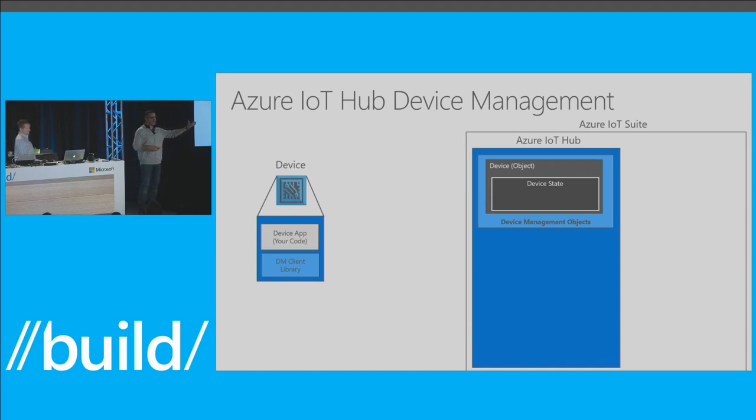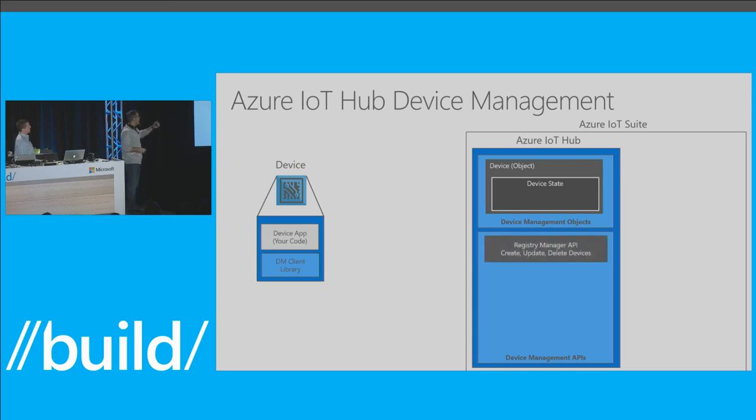That was a software representation of the physical device. And that software representation of that device is just an object that's up there, and it maintains the last known state of that device and what it was doing. So you can always go check and say, what was the last known state of that device? And then we add all these device management APIs. So we have things like the registry manager. So I want to create a device, update a device, delete a device, all those things, all the CRUD operations around devices.